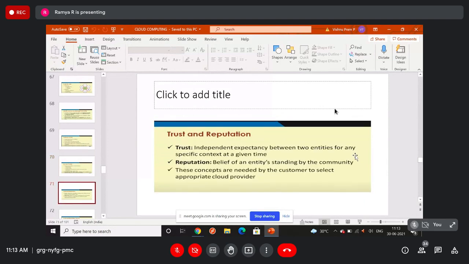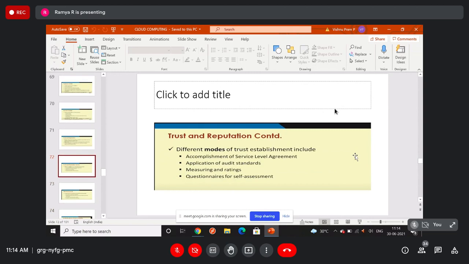Next, trust and reputation. How can we choose a particular cloud? It depends on the trust and reputation of the cloud. If it is very famous and popular, then you go to that. Trust is the independent expectancy between two entities for a specific context at a given time. Reputation is the belief of an entity's standing in the community. These concepts are needed by the customer to select an appropriate cloud provider. Don't go much into that, just understand trust and reputation when choosing a particular cloud.